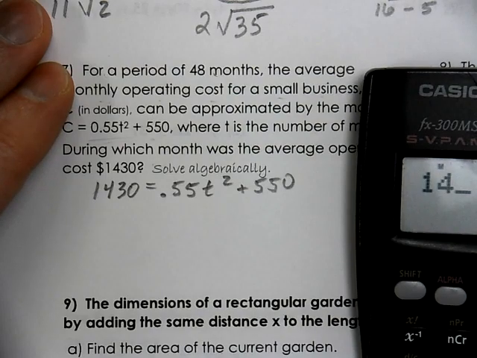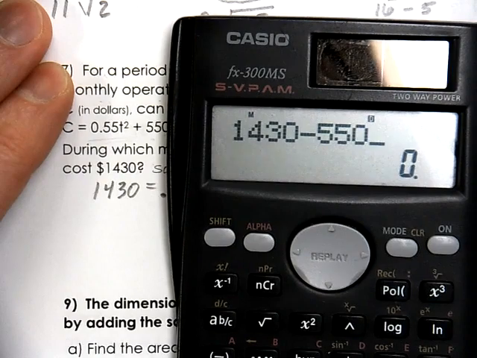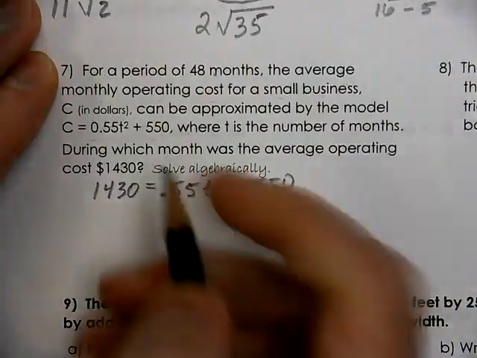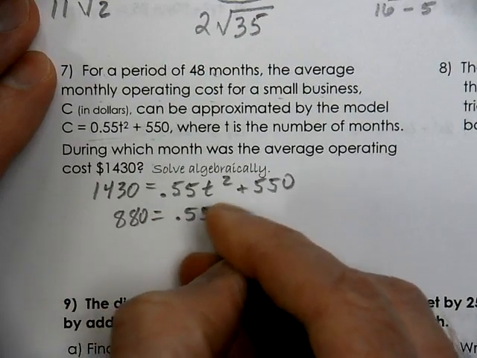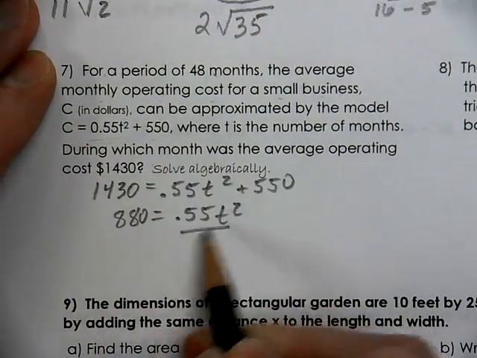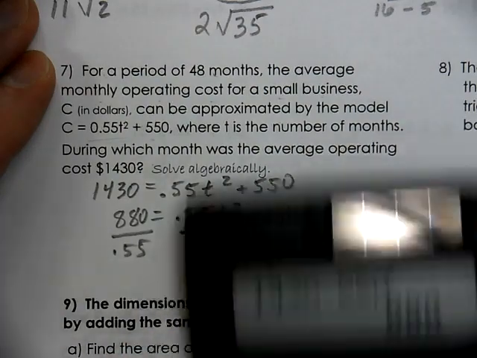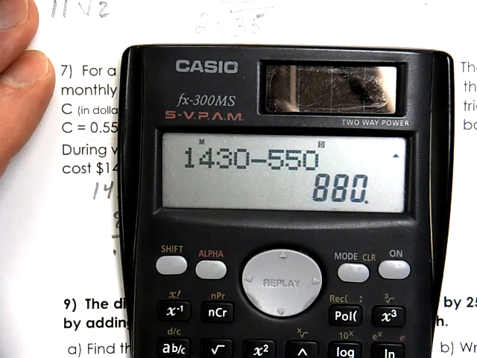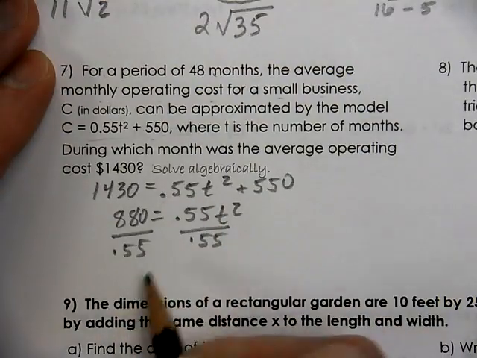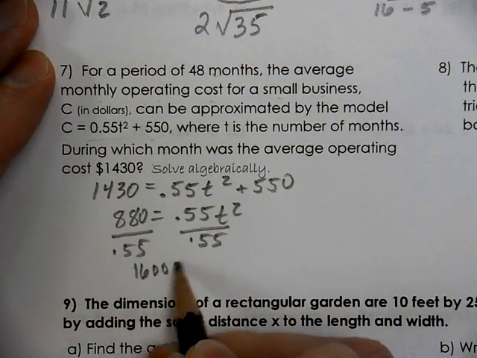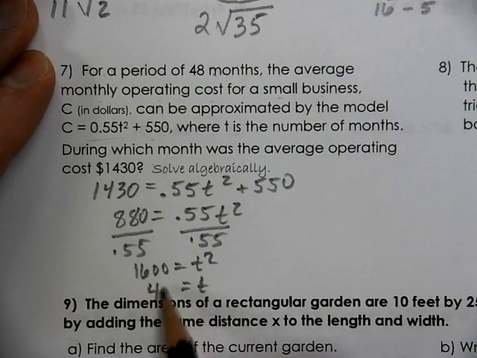that much? So we'll take 1430 and we're going to subtract 550, we get 880. Then we divide by 0.55. When you divide by a number that is less than 1, you're going to make the answer bigger. Then we take the square root of both sides.